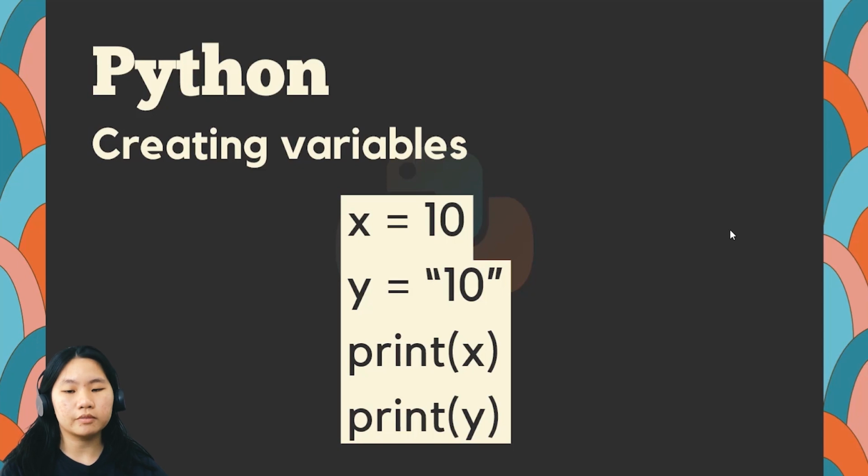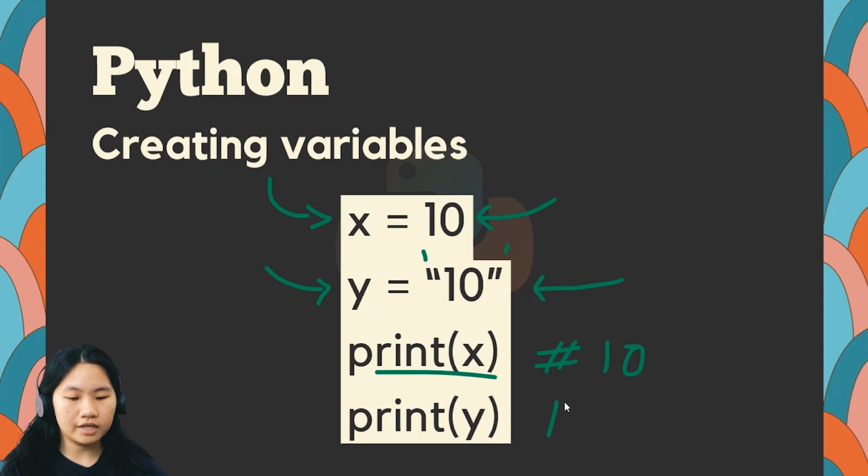Now I have a bit of a demonstration here. We have the variable x with the integer 10. For the variable y, we have again 10, but since we have quotes over here, this is a string, not an integer. If we print x, it'll return 10. If we print y, it will return, once again, 10. They may look the same, but they're actually of different types.